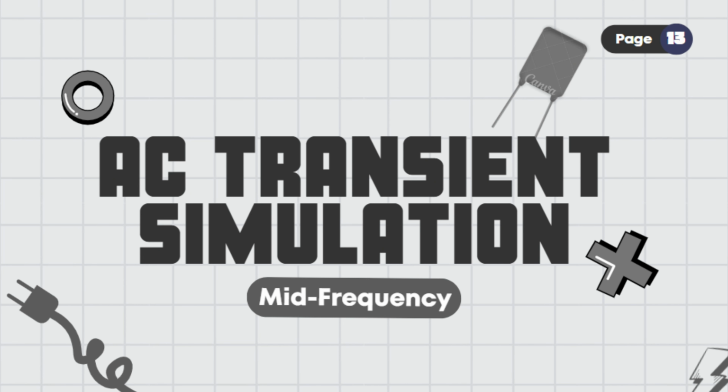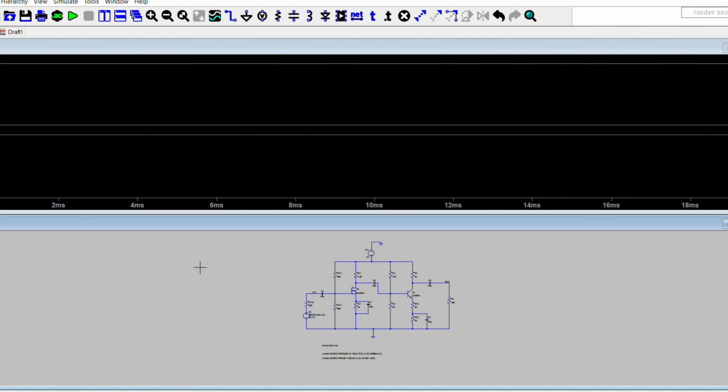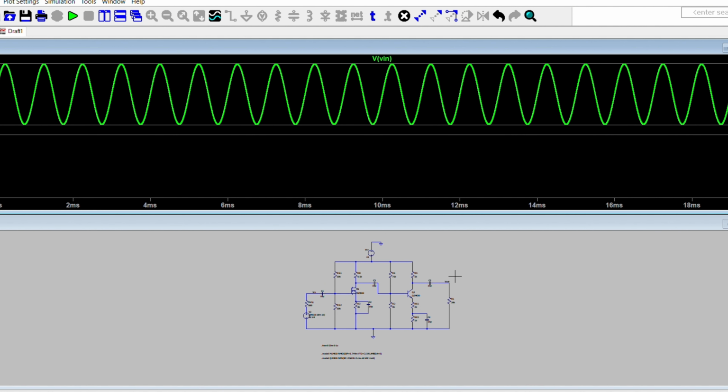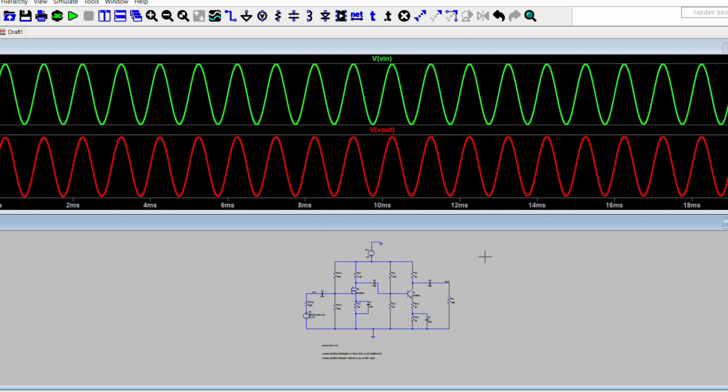So now let's move to the AC transient simulation. After running the simulation, we first place the voltage probe at the input node Vin, which is located after the signal resistance. The green waveform represents the input signal. Next, we place the voltage probe at the output node Vout across the load resistance. The red waveform represents the output signal.